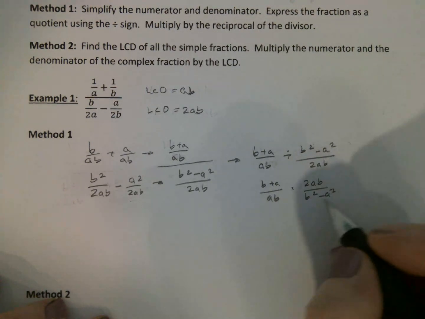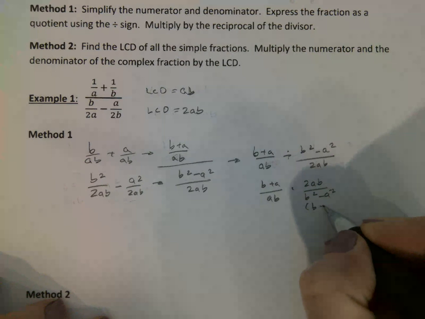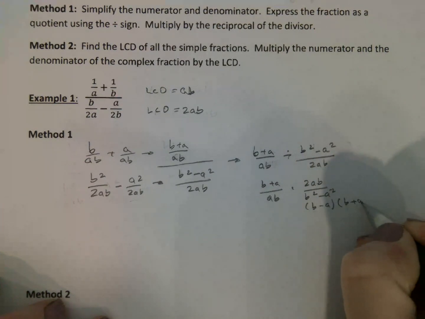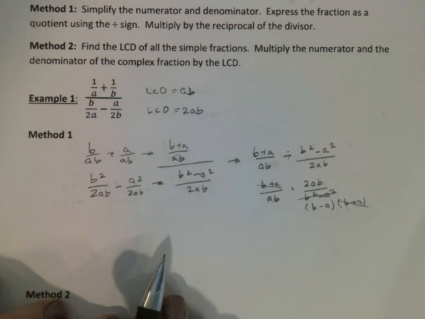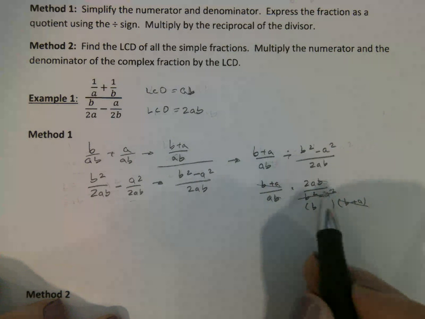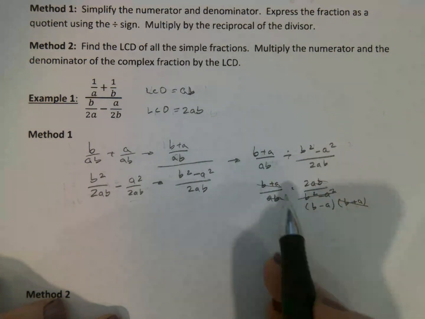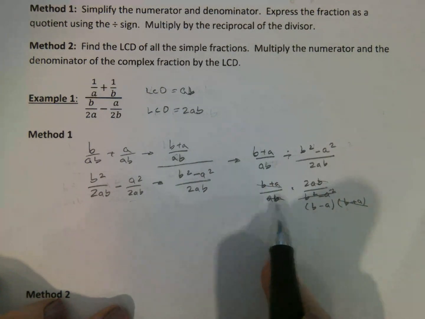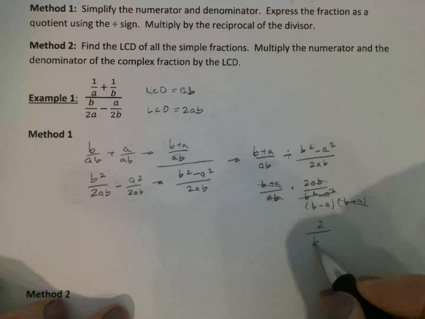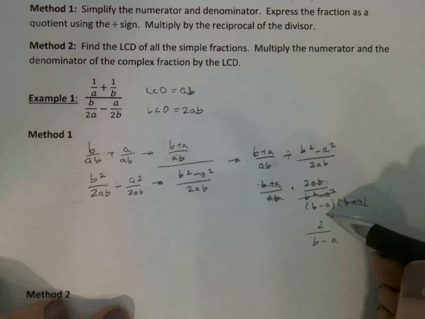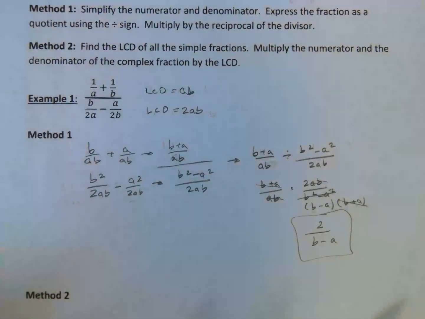I'm going to go ahead and factor this because this is the difference of two squares. So B minus A and B plus A. And now, since everything is factored, I can cancel things out. So the B plus A's cancel out. This B and this B and this A and this A cancel out. This fraction has been reduced to 1. I'm left with a 2 in my numerator here and a B minus A in my denominator. So this is the final result.